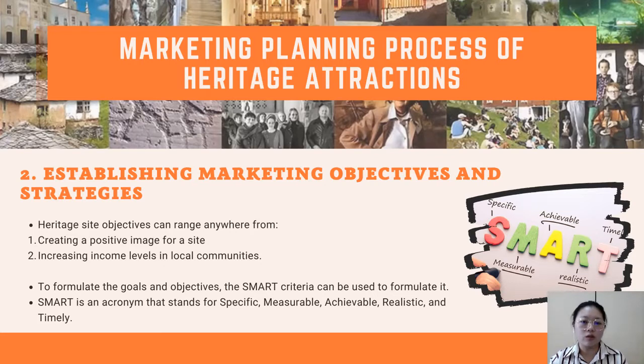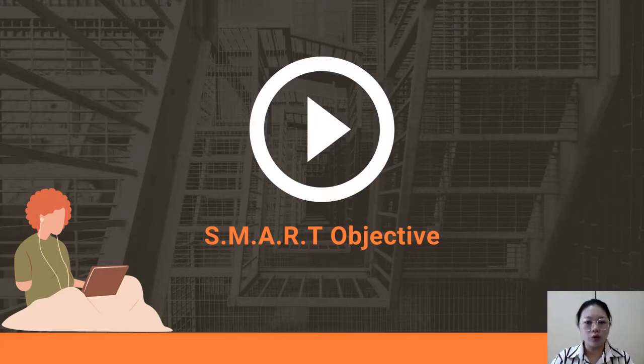To formulate the goals and objectives, the SMART criteria can be used. A SMART goal is used to help guide goal setting. SMART is an acronym that stands for specific, measurable, achievable, realistic, and timely. Therefore, a SMART goal incorporates all of these criteria to help focus their effort and increase the chance of achieving their goals. Now, we are going to watch a video about the SMART objective.